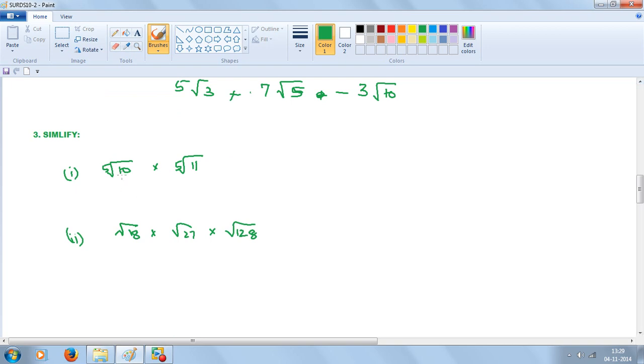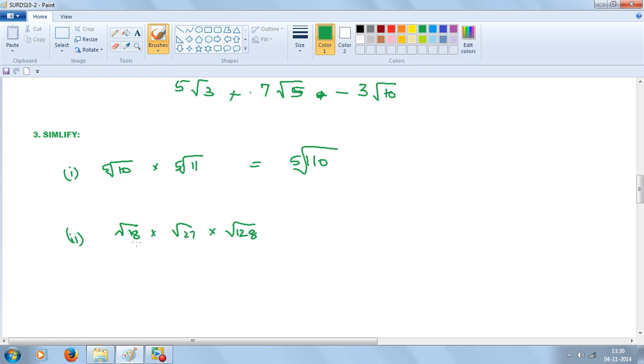So this is a multiplication: fifth root of 10 multiplied by fifth root of 11. When the root is the same, you can simply multiply the numbers inside, 10 multiplied by 11, it is 110. It is the fifth root of 110. That is the answer. You can simplify this one further.